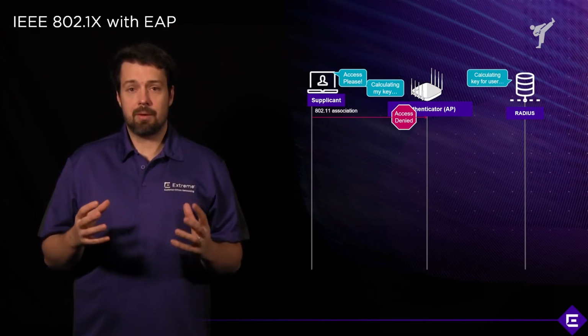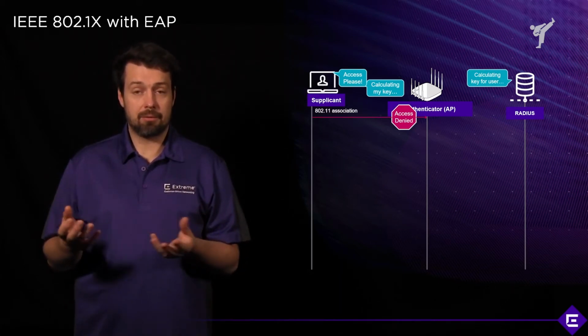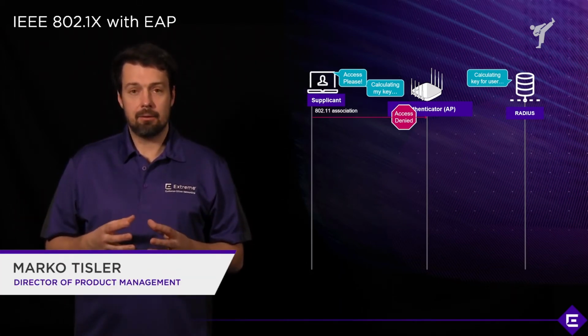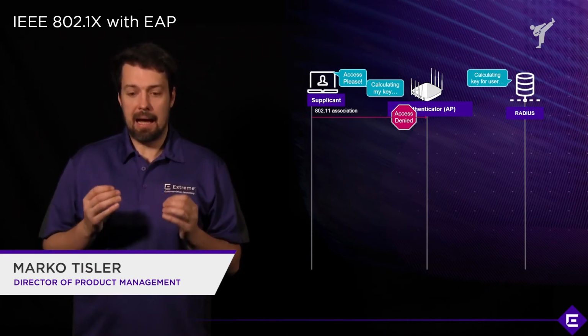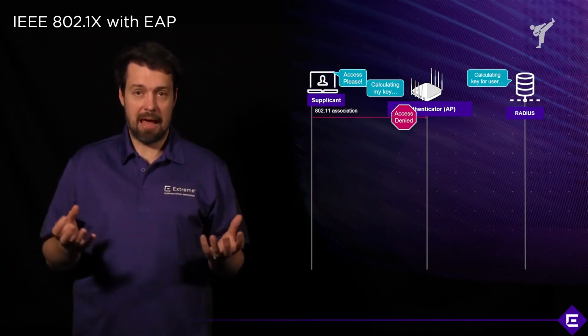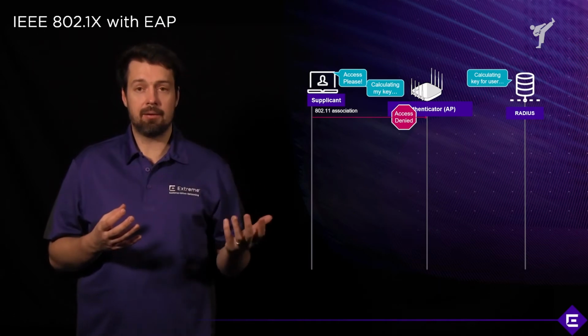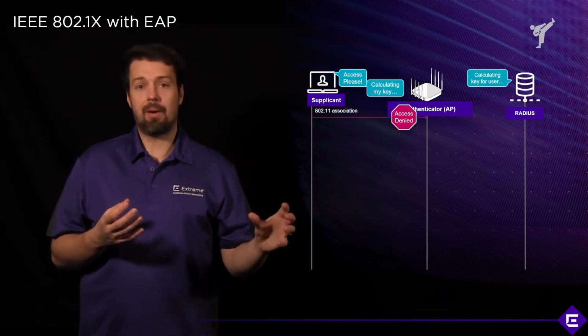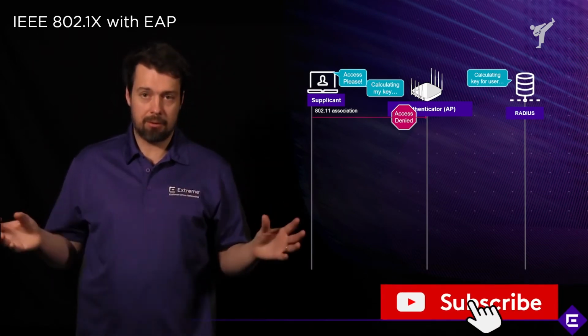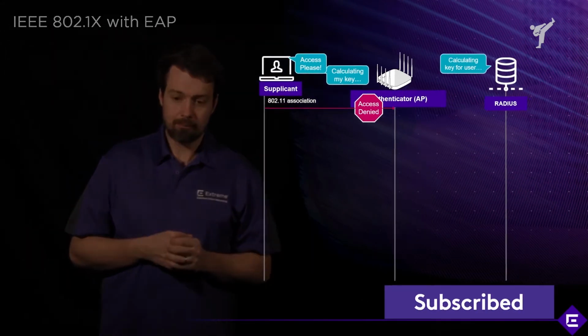In order for us to be able to troubleshoot the 802.1x authentication, let's take a look in a little bit more detail. How does the whole process actually happen? How does the client device go from requesting access to the network to being fully authenticated and actually passing traffic?